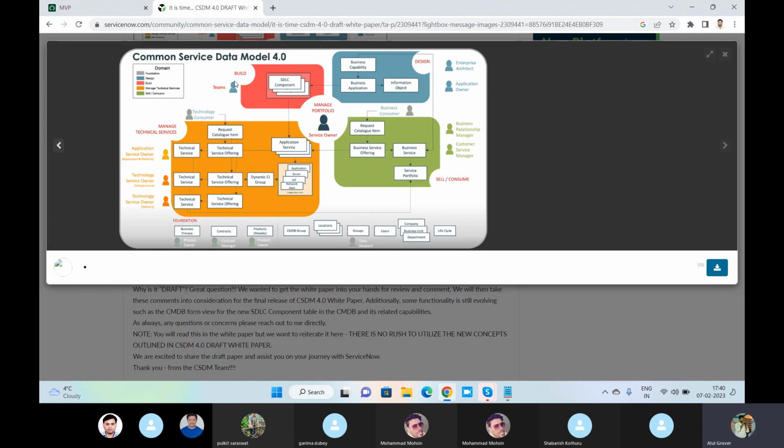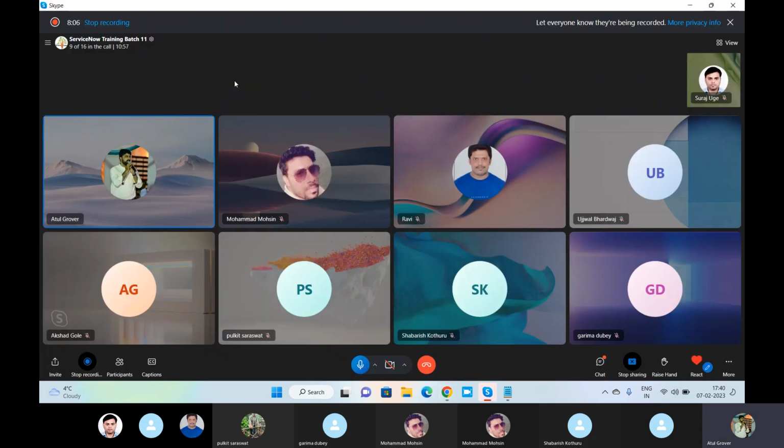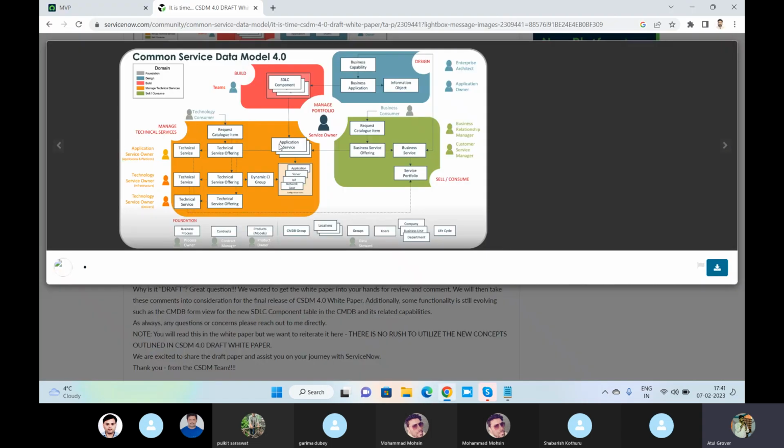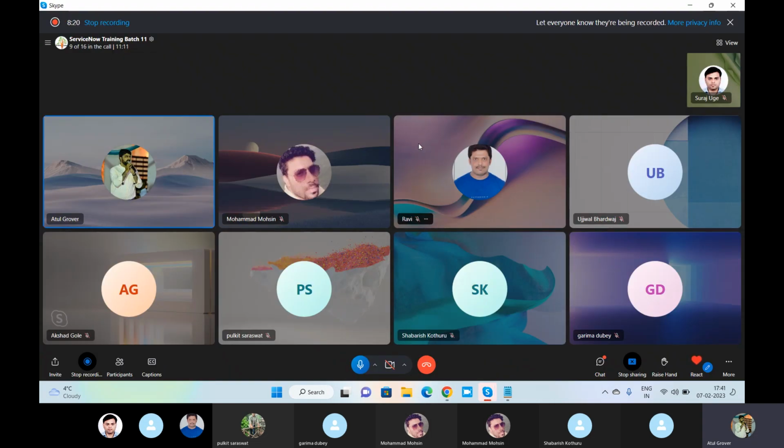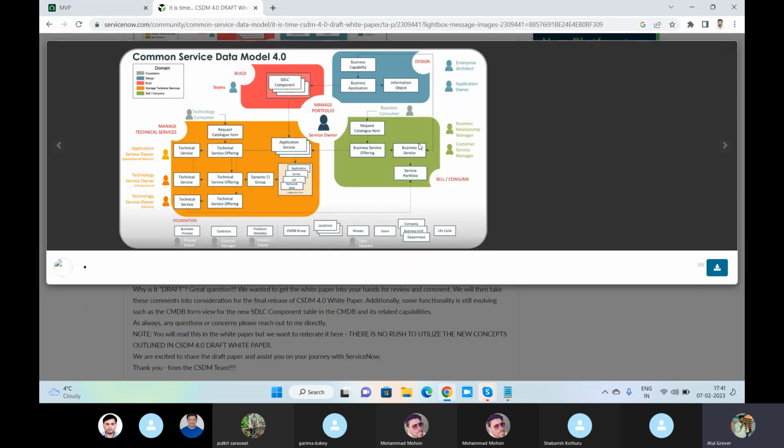In the CSDM model, as a consultant, we have to be very clear on the terms. Whether I'm talking to Suraj, Ashish, Ravi, or Ravish, anybody, if I say, guys, this is a business application, then everybody understands the meaning of the business application. This is what we have to decide, because my customer maybe doesn't know what a business application is.